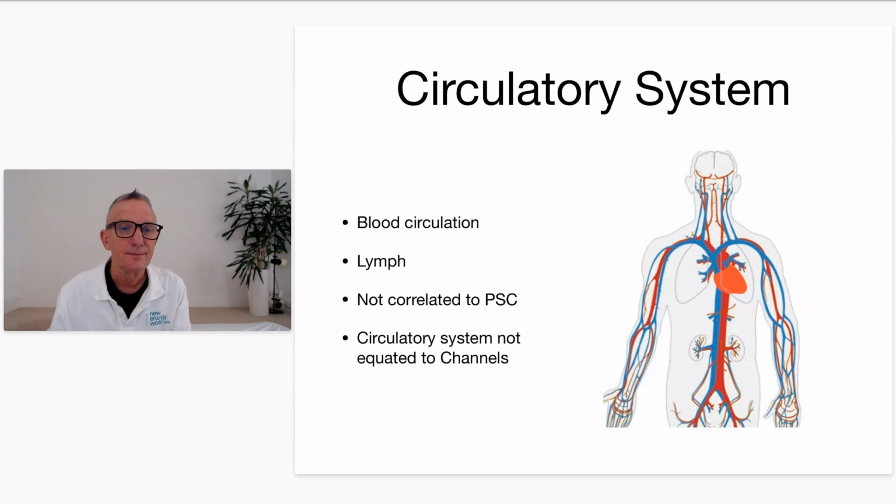Okay, so then the circulatory system. In terms of the actual blood circulation and the lymph, they couldn't correlate any PSCs to the blood, so they didn't think the circulatory system could be equated to the channels. Apart from the heart channel in the arm, which follows the radial nerve, and that's another whole story, there doesn't seem to be a very good correlation between the circulation system and the channels. So that was one of the things eradicated in that PSC study.